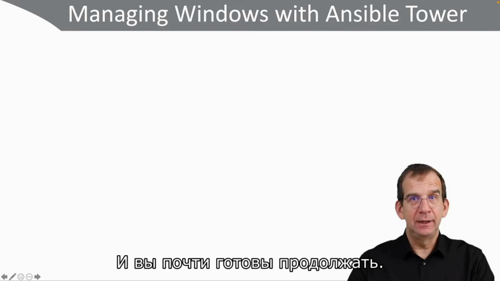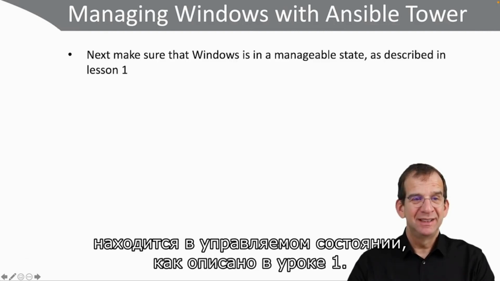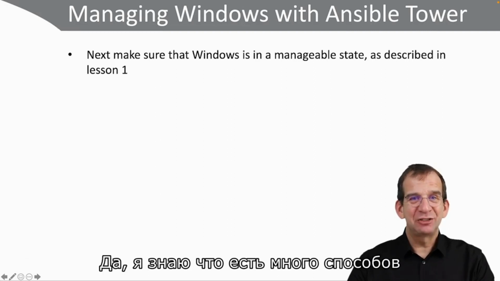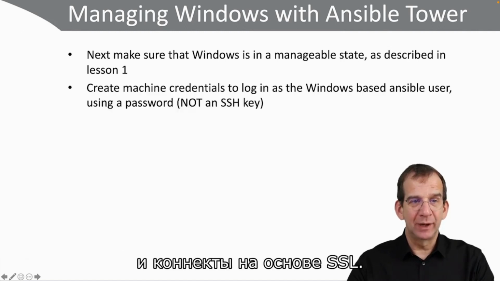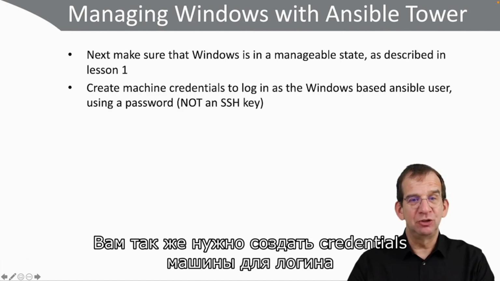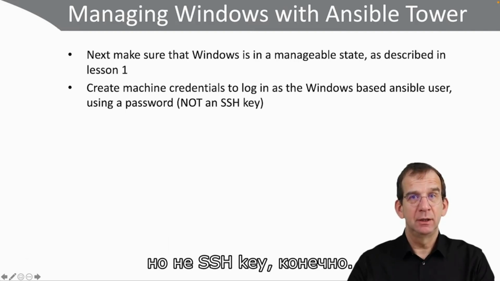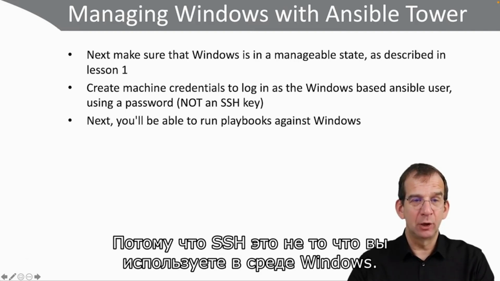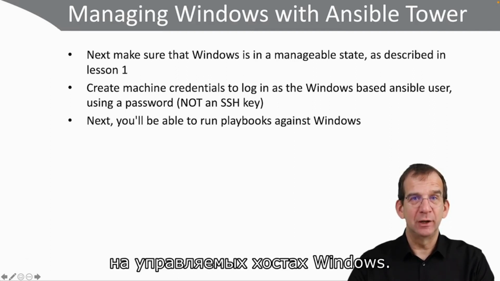So next, you are almost ready to proceed. You need to make sure that Windows is in a manageable state, as described in lesson 1. And yes, I know there are many ways to make Windows manageable. We go for the easy environment with the administrator user and the SSL-based connections. Then you need to create machine credentials to log into the Windows-based Ansible user using a password and not an SSH key, obviously, because SSH is not what you use in the Windows environment. And then you will be able to run the playbook against the managed Windows host.